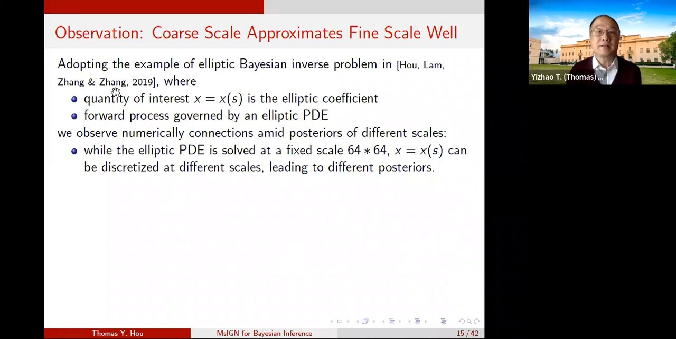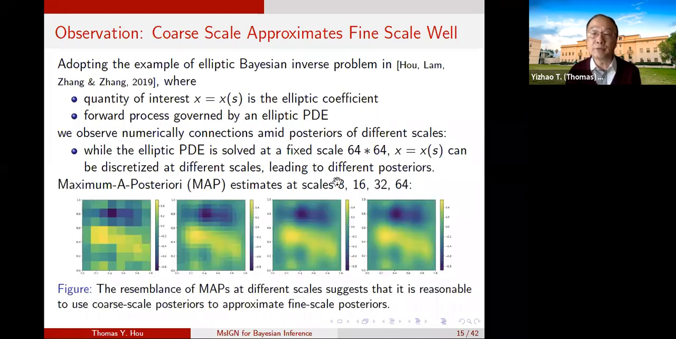Okay, so let me briefly review an important observation that we made in our previous paper. We studied a multi-scale elliptic equation, where the quantity of interest is the log of the permeability field, equal to x. That's what we're trying to infer. We found that if you solve the problem on a fixed scale, for example a 64 by 64 grid, the coefficient, the permeability coefficient, can be sampled at different scales, for example 8 by 8, 16 by 16, 32 by 32, or 64 by 64, right?